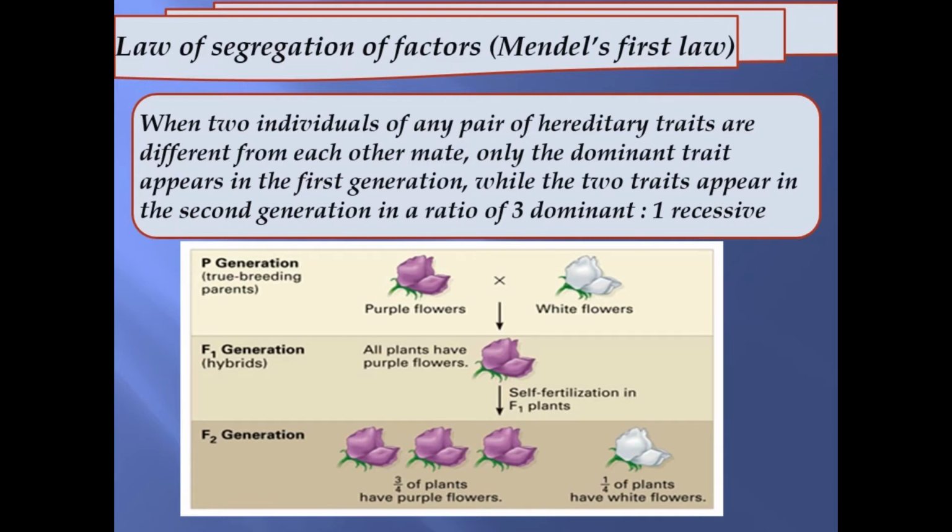Here is an example to illustrate inheritance of the trait of flower color between a purple flower and a white flower. As we can see, only the purple flower trait appears in all individuals of the first generation. Then the other trait starts appearing in the second generation with a ratio of 3 purple flowers to 1 white flower, which means 3/4 of the plants growing in the second generation were purple, while a quarter of these plants were white in color.